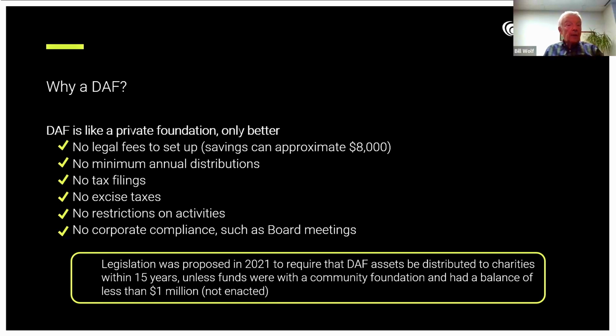That legislation did not pass. We'll see if it's reproposed in 2022. It may or may not be. Congress feels that there's a lot of abuse in DAFs for the very reason I indicated. People get the charitable deduction and forget about spending it on charity. So now there may be more of a linkage. Next slide.